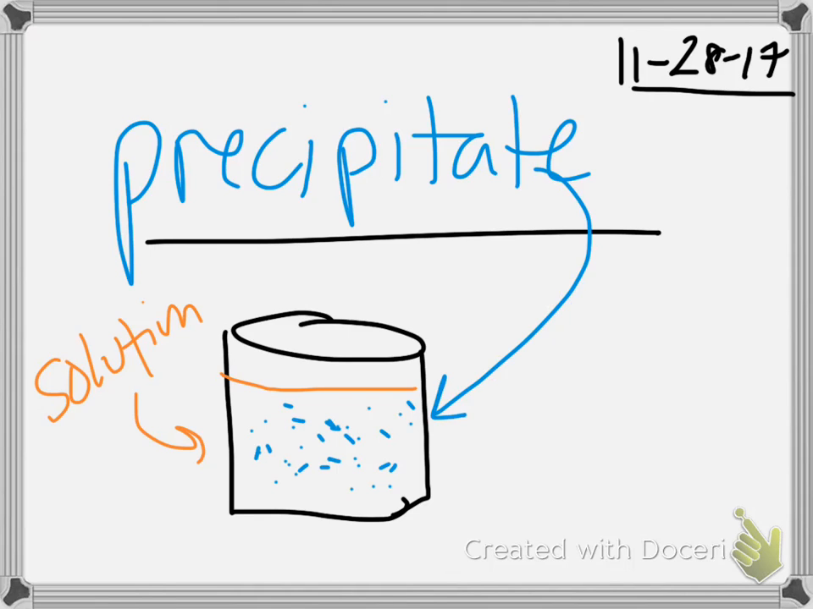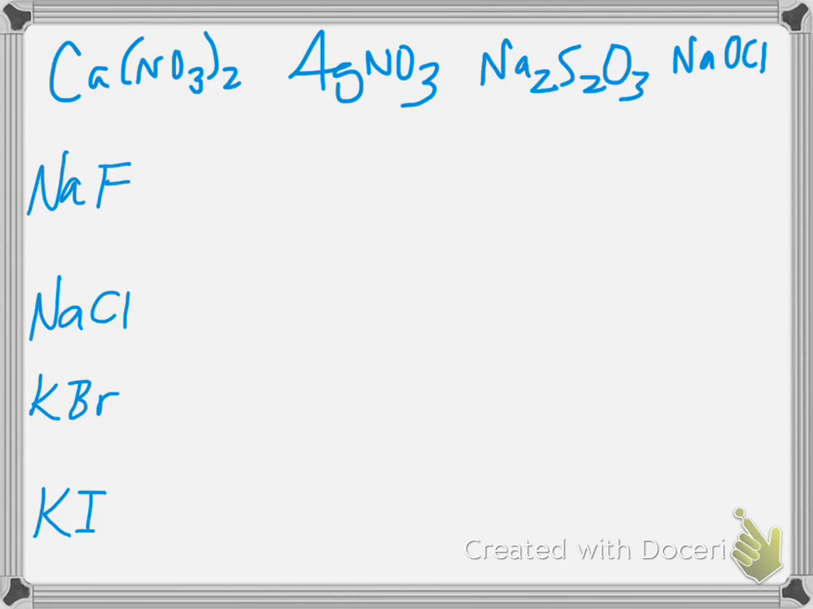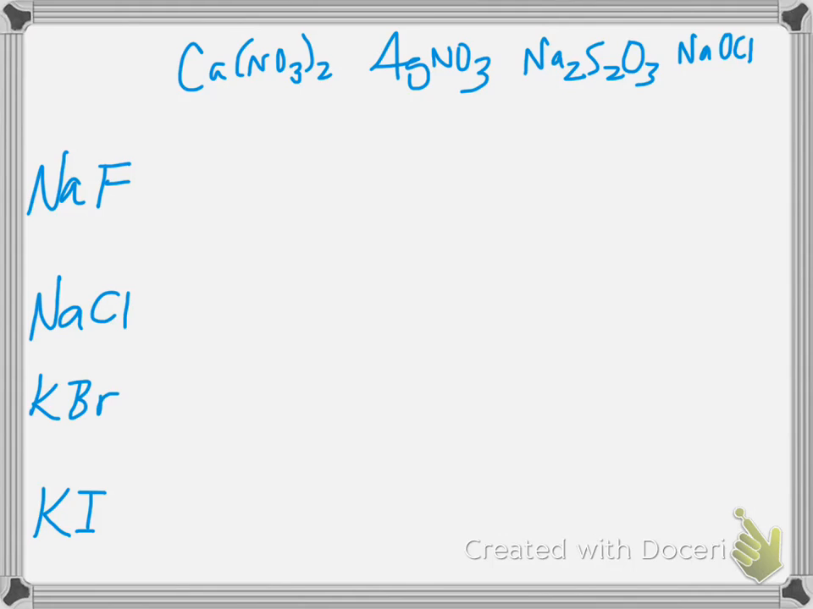So, looking at your data table for this lab, what I want you to do is just sort of lightly circle every place where you got a precipitate. So with sodium fluoride, when you added calcium nitrate, that's the CaNO3 2 times, when you added calcium nitrate to sodium fluoride, did you get a reaction?